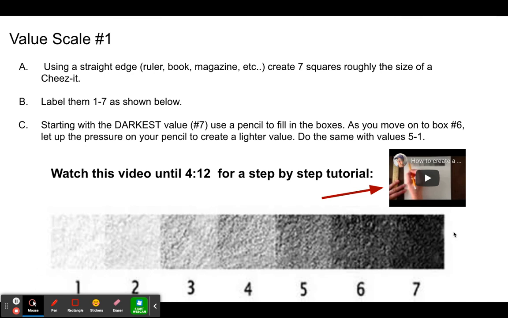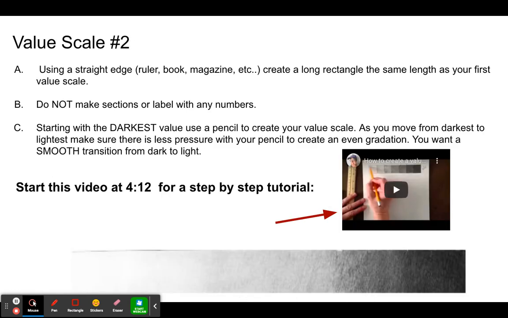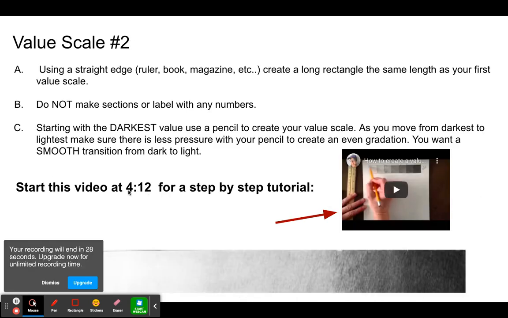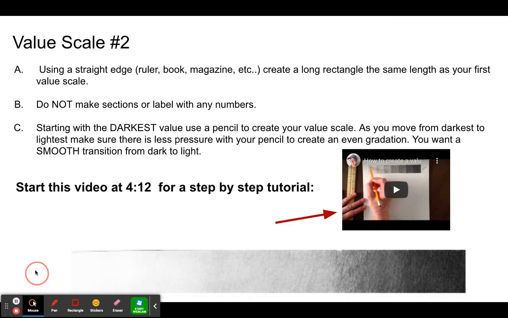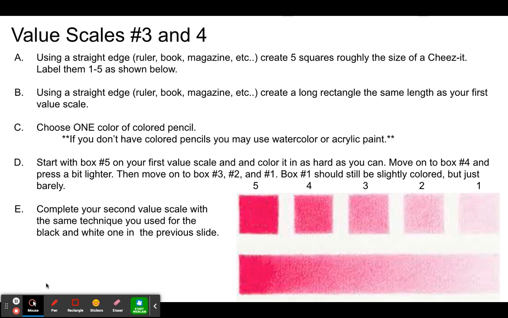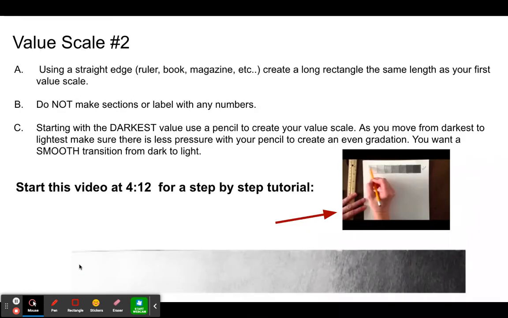Now, if you're having a hard time understanding what I'm saying, then here is a video that shows you exactly how to make this value scale. You can click right here, and it's going to show you what you need to do. Now, you are also going to be making a gradation scale, and the gradation scale is going to be the exact same thing, except for the fact that you're going to be using no lines at all. So no numbers, no lines, just from black to white. And here is a video as well. Now, I'm going to pause this and do a part 2 because I'm almost out of time. So we'll see you in a minute.